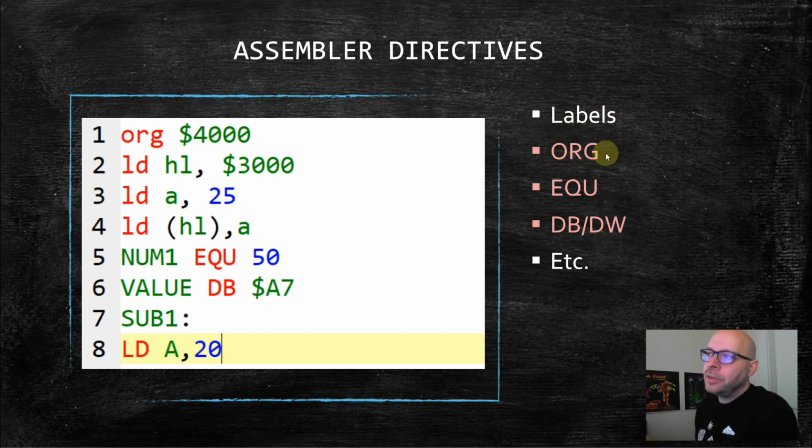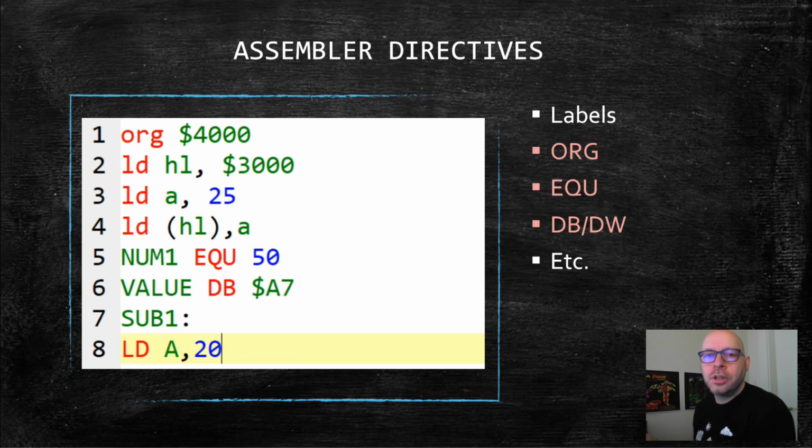Now, the next point I've listed here is the org directive. So org is an actual directive you would type into your assembly language program, as shown here. In the example, I have org $4000, which is hexadecimal 4000. So this is a very important instruction to have in your program if you want to specify where in memory you want these machine code bytes to be stored once our assembly language program is converted to machine code.